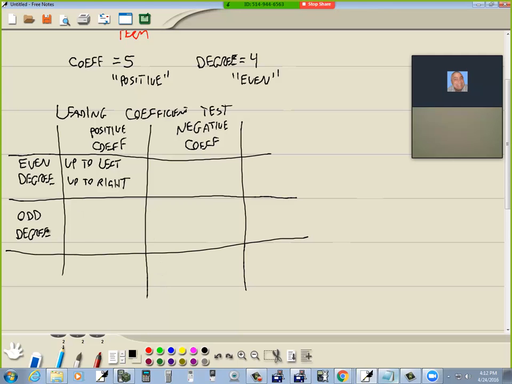Now if you got a positive coefficient and odd degree, it's down to the left, up to the right. In this box here, you got an even degree and negative coefficient. So it's down to the left, and it's down to the right. In this box here, you got a negative coefficient and odd degree. So it's up to the left, down to the right.